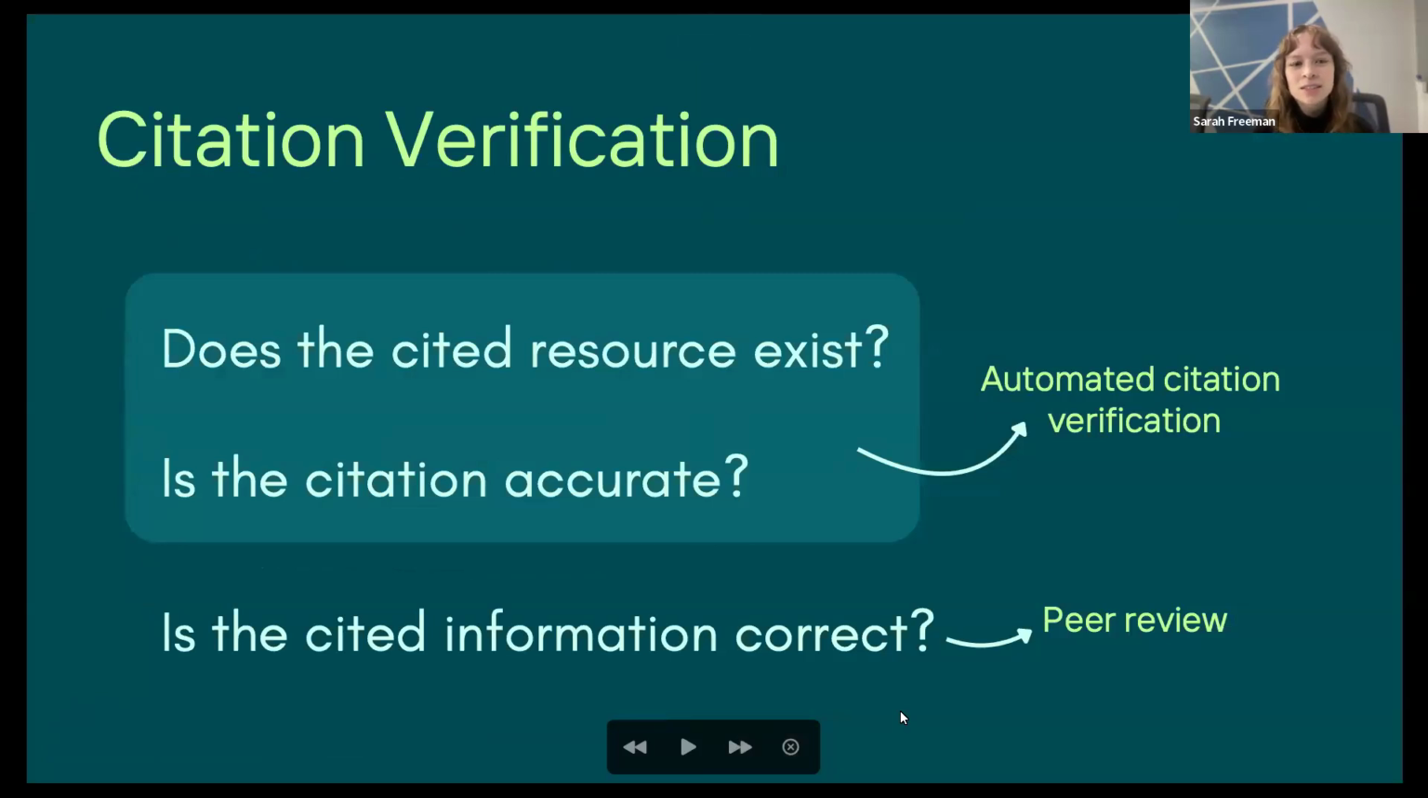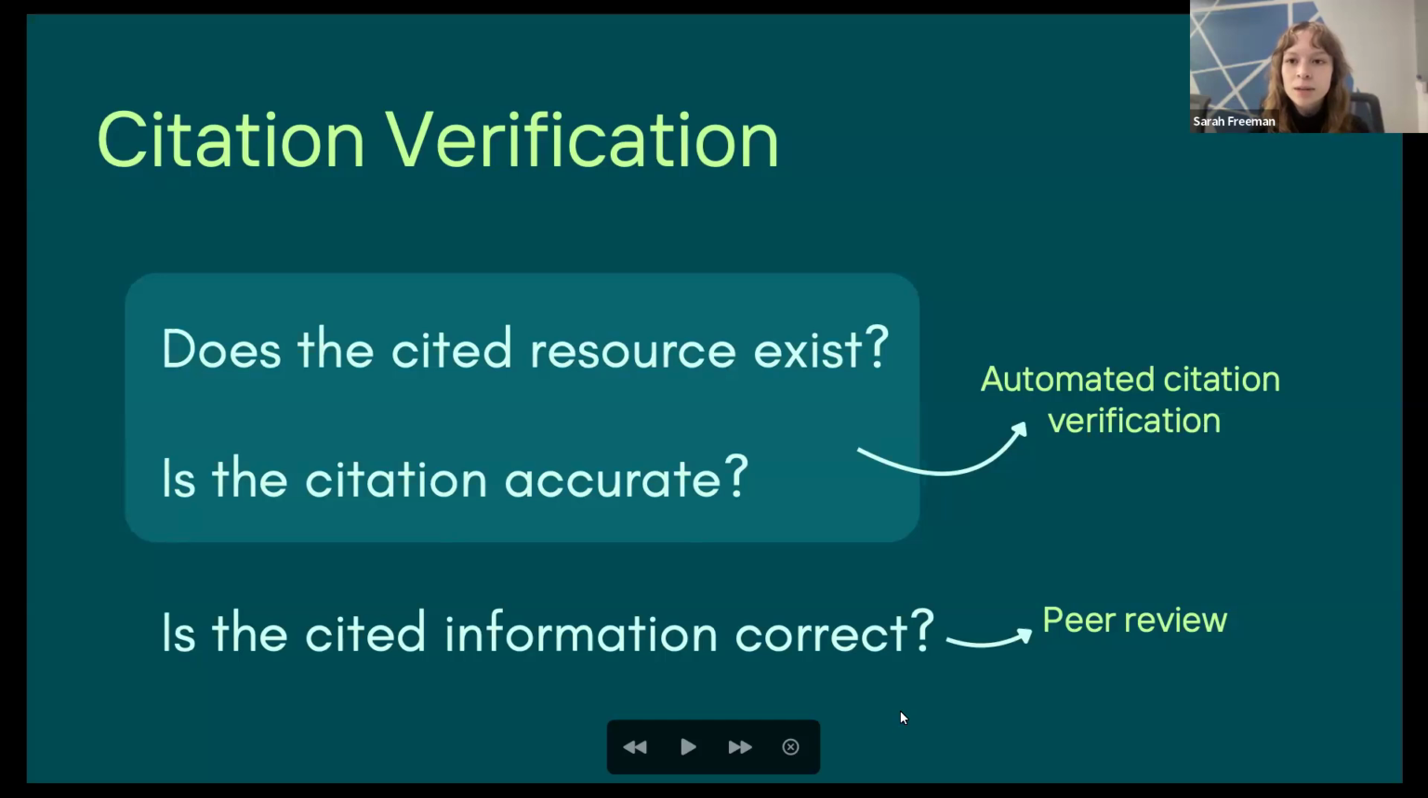So when we think about citation verification, there are a few questions that we want to ask. The first is, does the cited resource exist? So is it a real thing that's out there that this person is trying to reference? We also want to consider, is the citation accurate? So even if the resource exists, is this citation done the best way possible? And the third thing is, is the cited information correct?